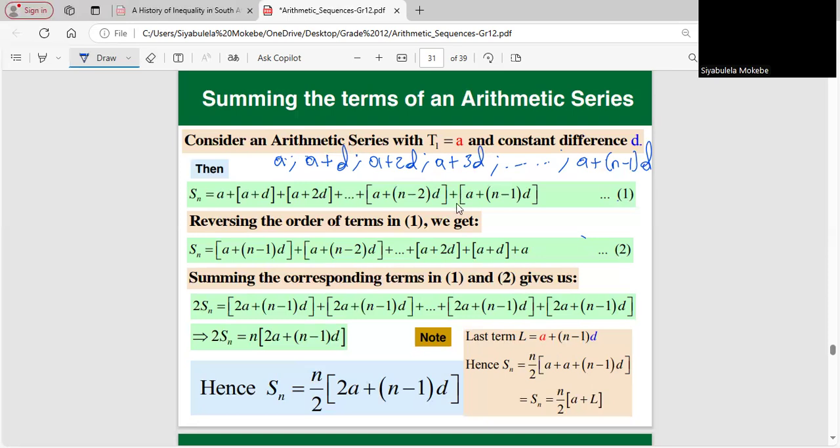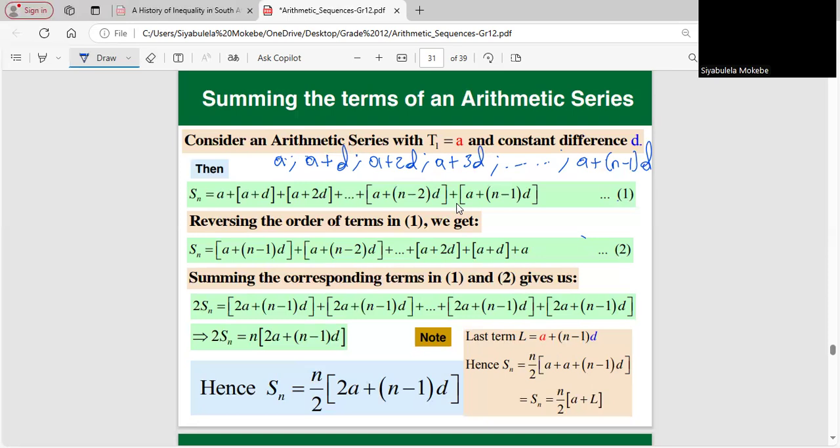So what is happening here? When you add all these terms, you're basically getting the same thing over and over again. You're getting 2A plus n minus 1 D, plus 2A plus n minus 1 D, and so on, up to 2A plus n minus 1 times D. Now remember, how many terms do we have? We have n number of terms. So you can simplify that by saying 2S of n is equal to n times 2A plus n minus 1 D.